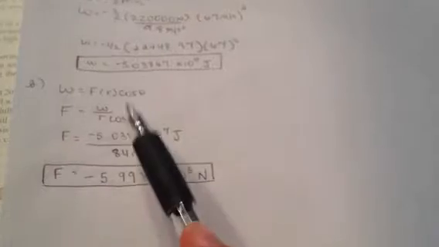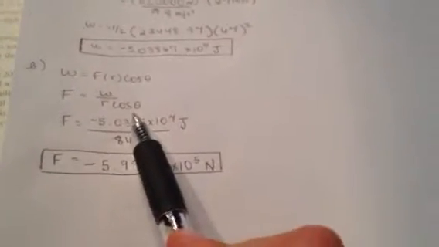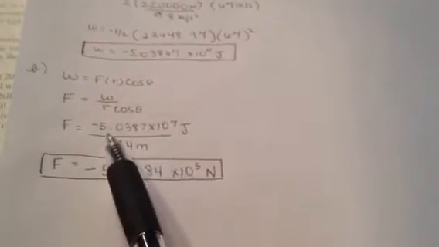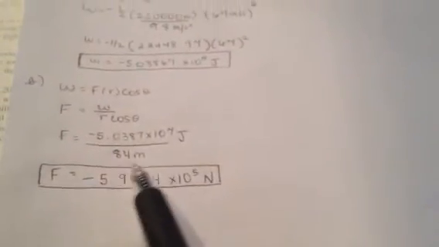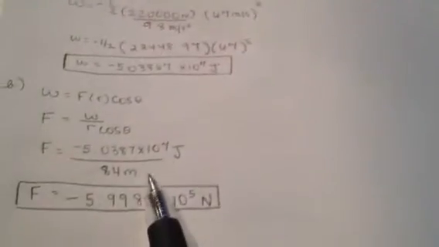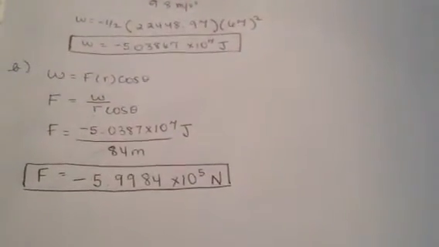But if we did, we could just plug in the angle right there. Because this is 1, we could just leave it out, plug in the work that we found, and then divide that by the distance traveled that we're given, and that gives you the force. And that's it.